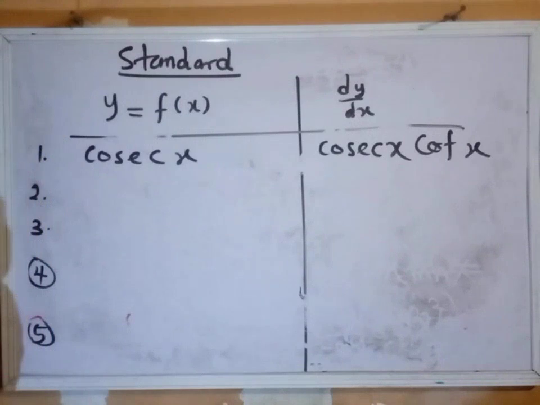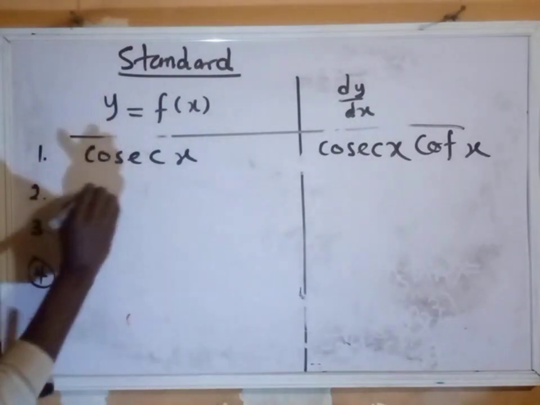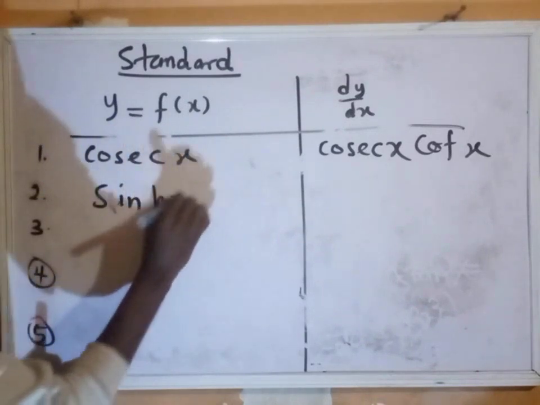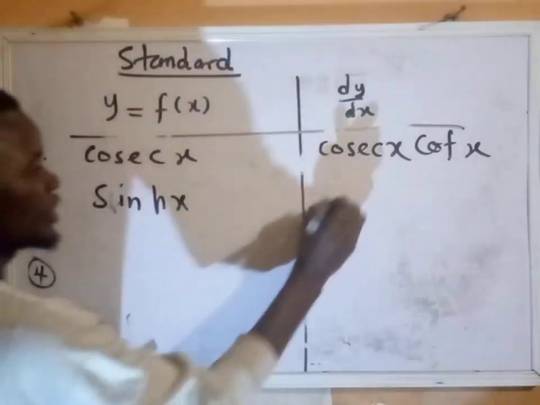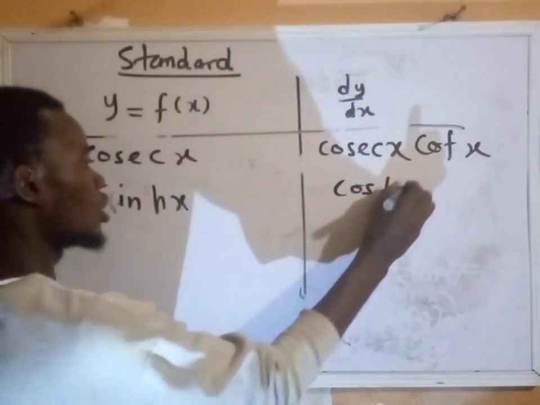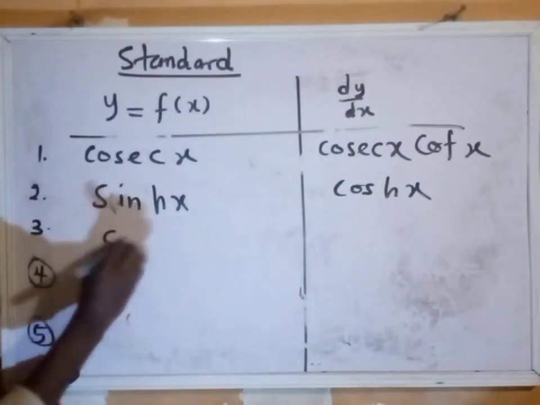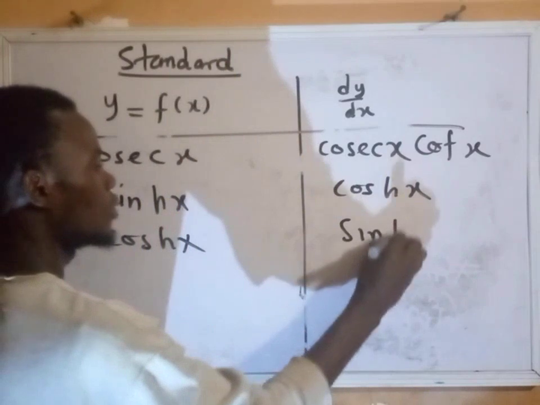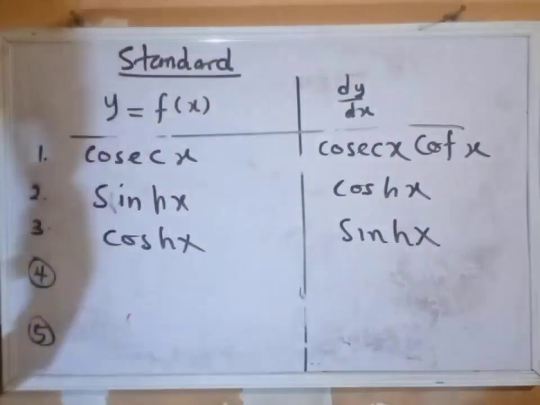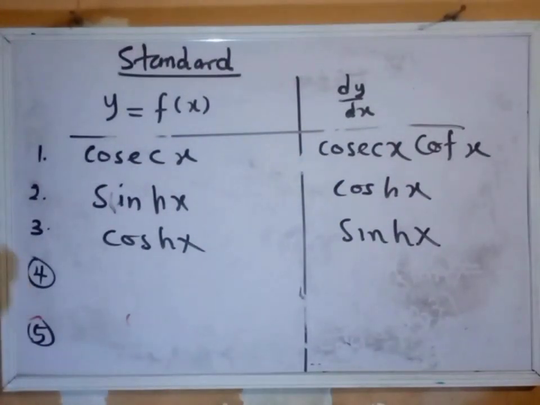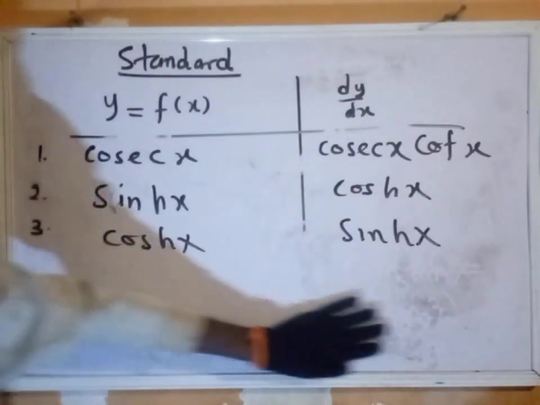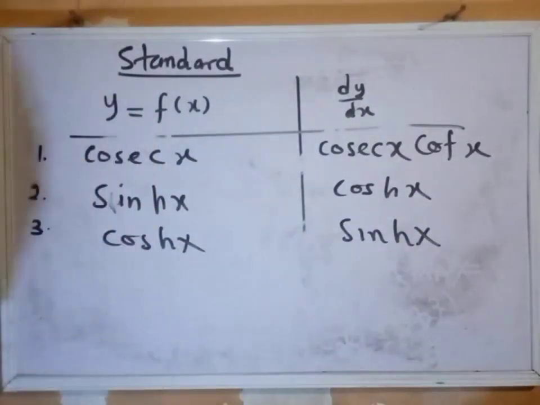Let's see something as well. Let's say we are given sinh x, which is hyperbolic. The derivative of sinh x is cosh x, and the derivative of cosh x is sinh x. So here are the things that we need to know as far as standard differentiation is concerned. Let's see some examples of how to differentiate in a given question.